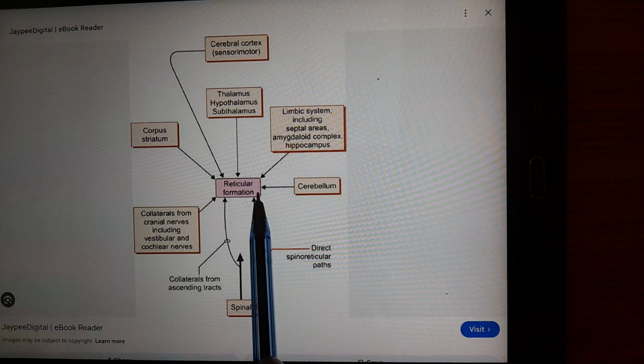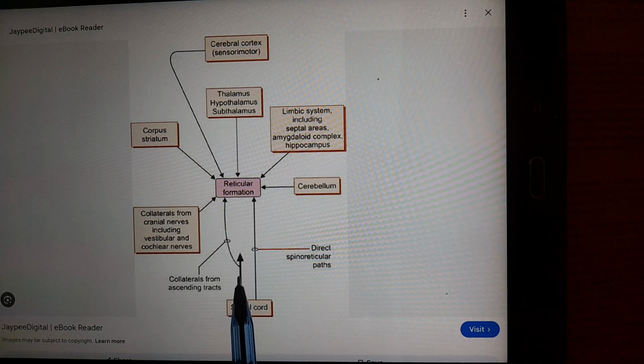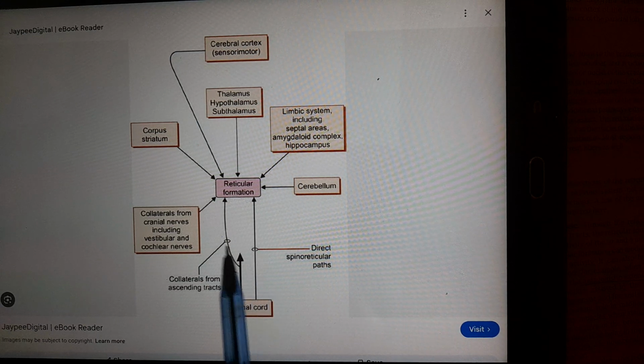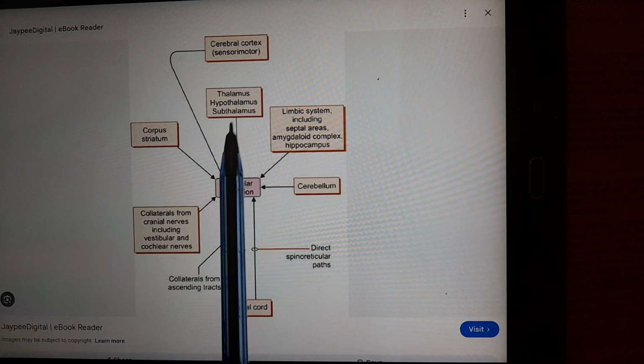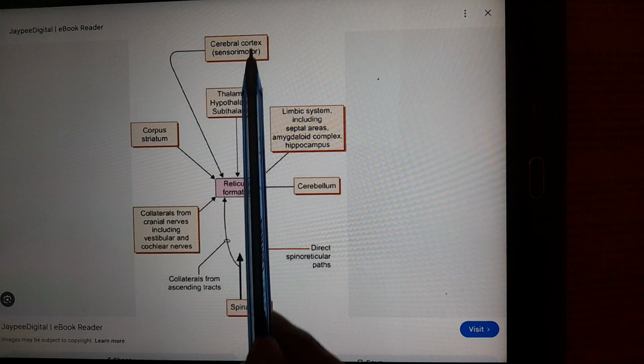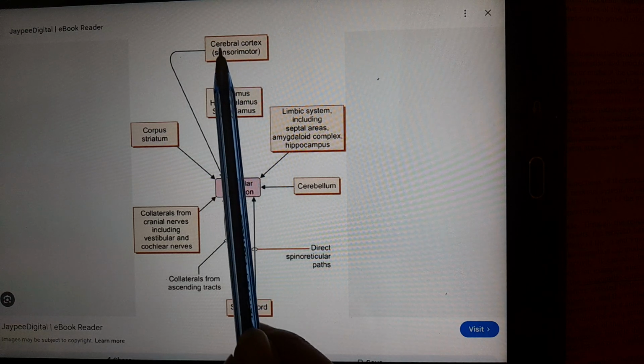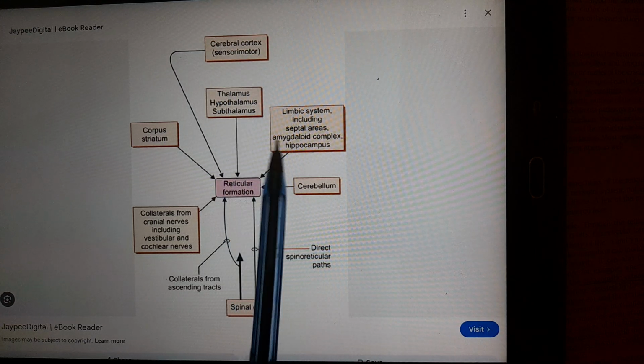So spino-reticular direct fibers. But sometimes the ascending pathways, like the DCML pathway, can give collateral fibers, which are coming from the ascending tract. So direct spino-reticular fibers or certain fibers coming from the ascending tracts. Then cerebral cortex, the sensory-motor cortex. As I told you, sensory pathways are going to give their afferent sensation to them.